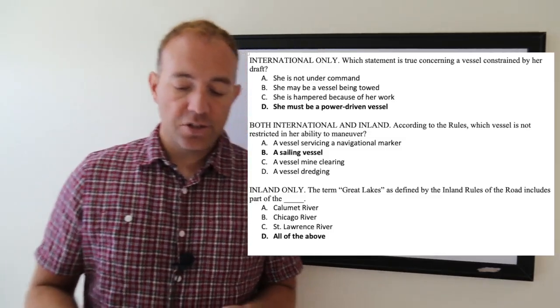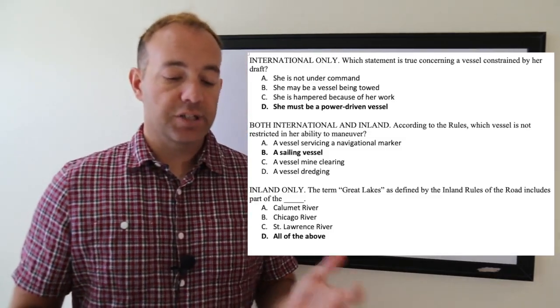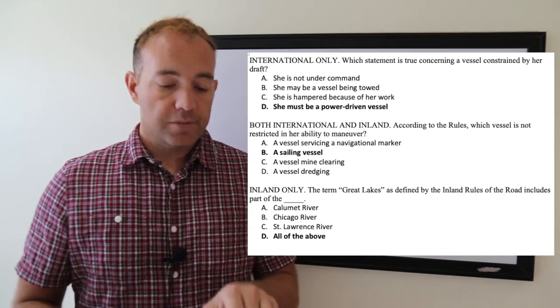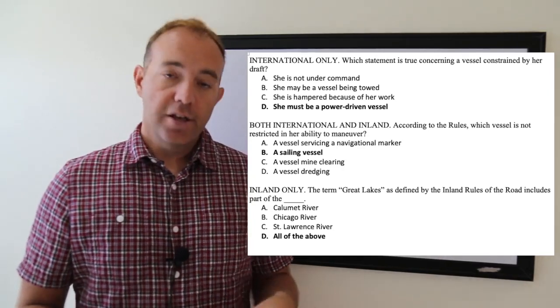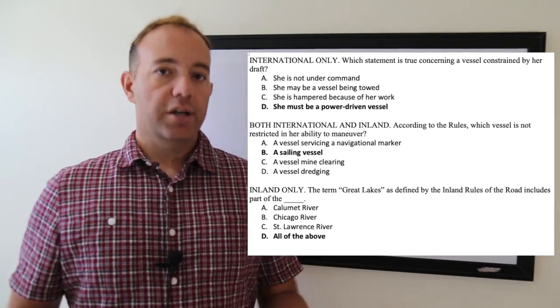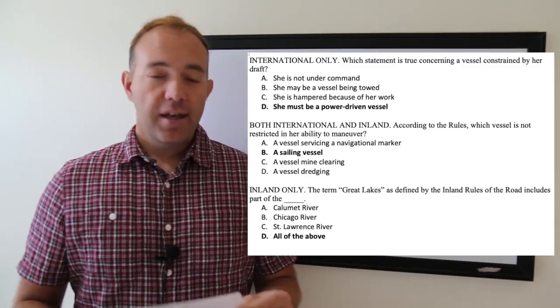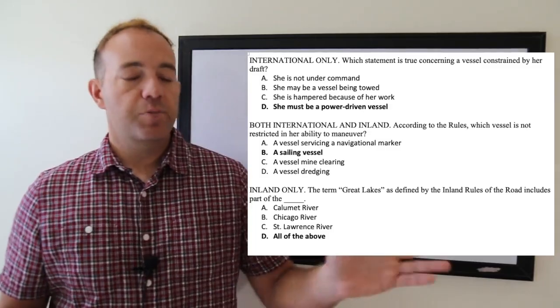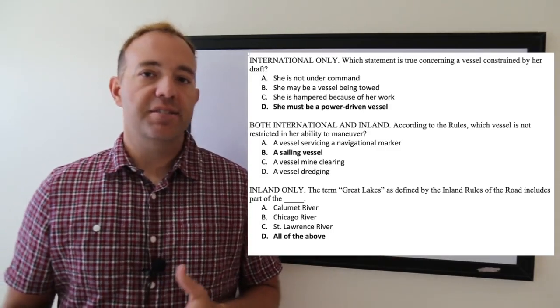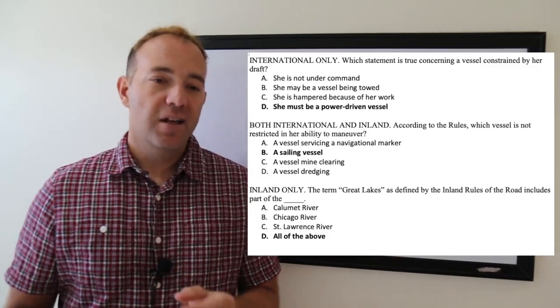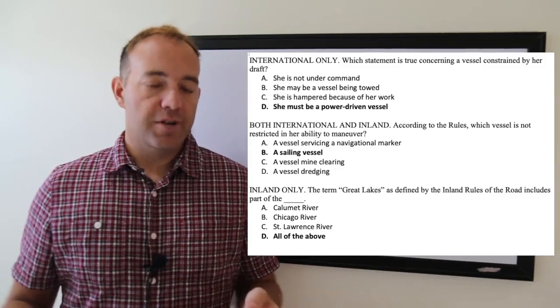Both international and inland, according to the rules, which vessel is not restricted in her ability to maneuver? Well, looking at choices A, C, and D, those are all, through the nature of her work, restricted in her ability to maneuver. Whereas choice B, a sailing vessel, you may think that just because the wind is blowing in a certain direction means that she's restricted in her ability to maneuver. That's a tricky part of the rules, right?